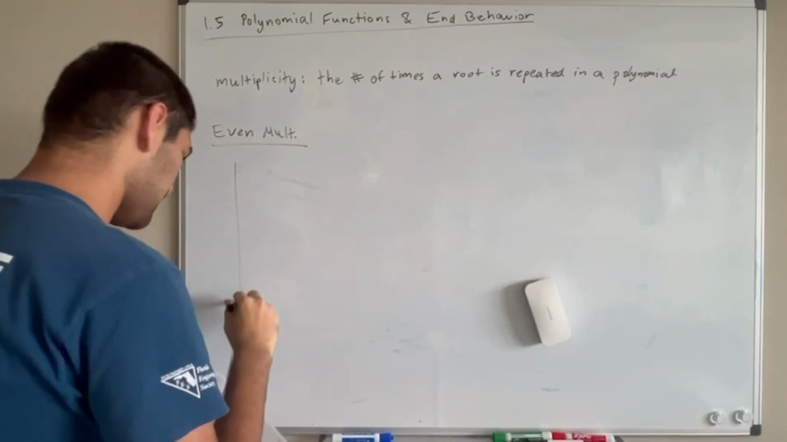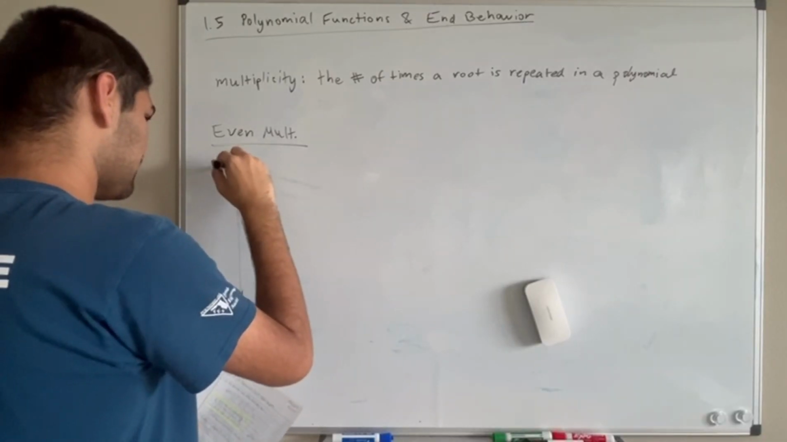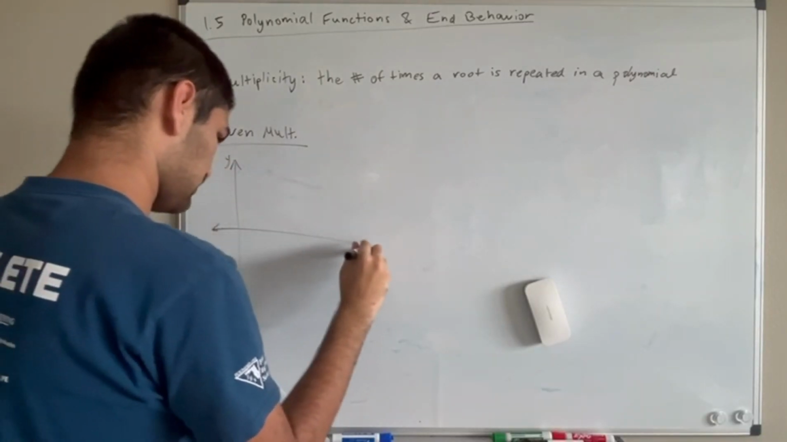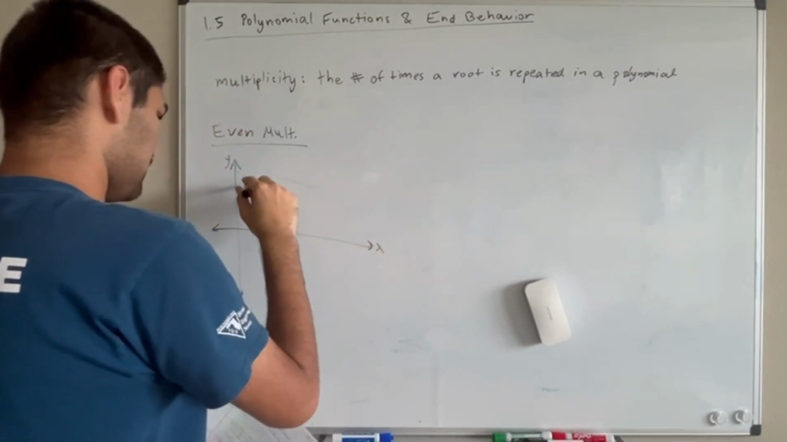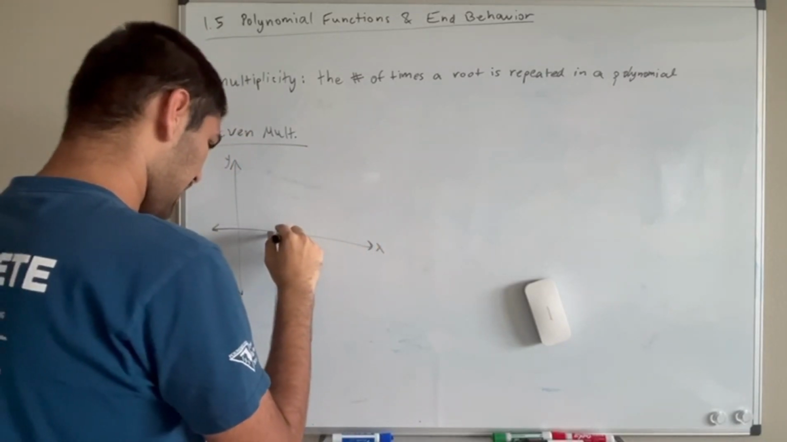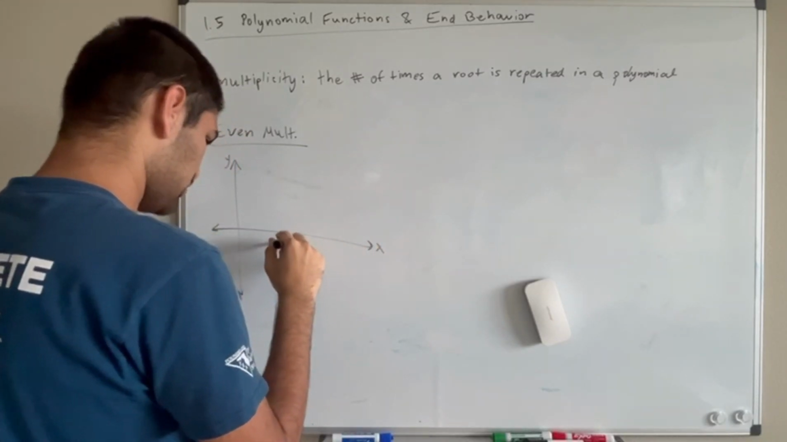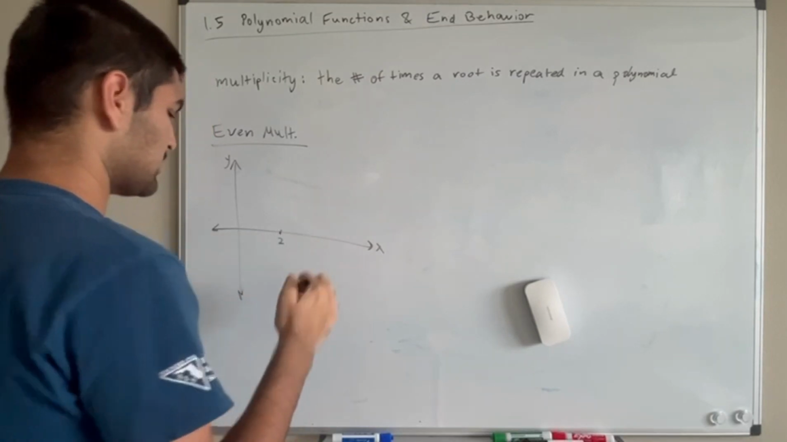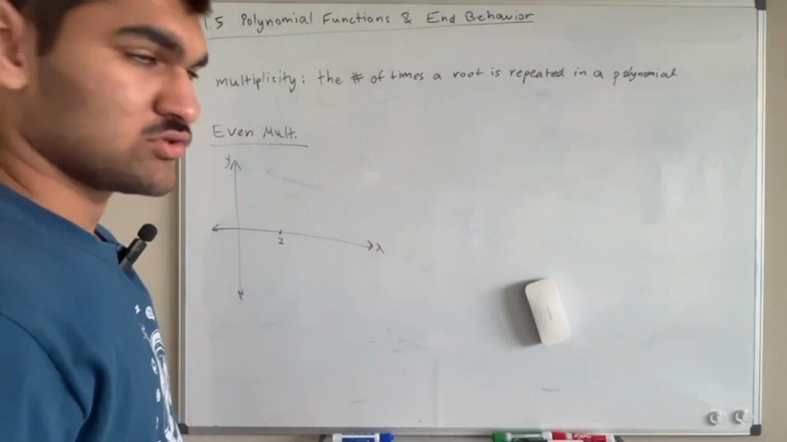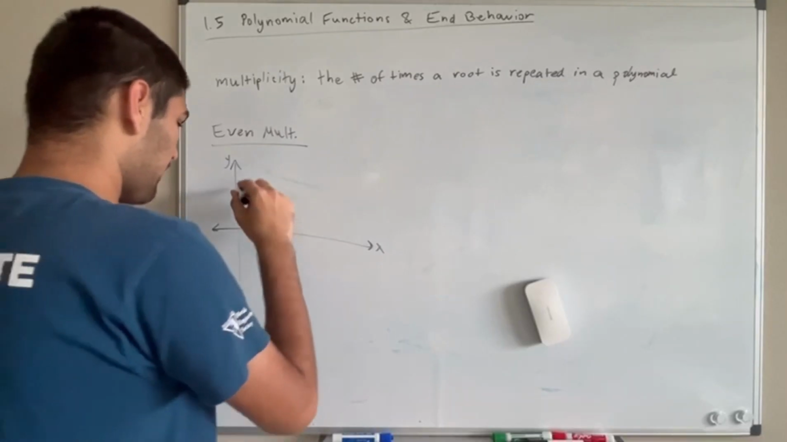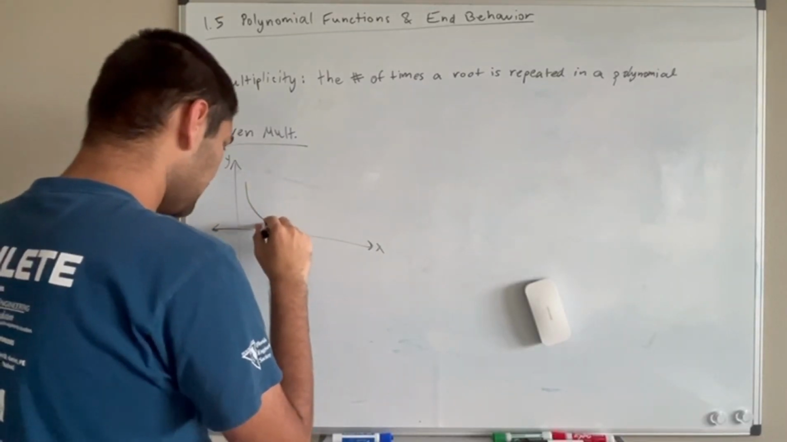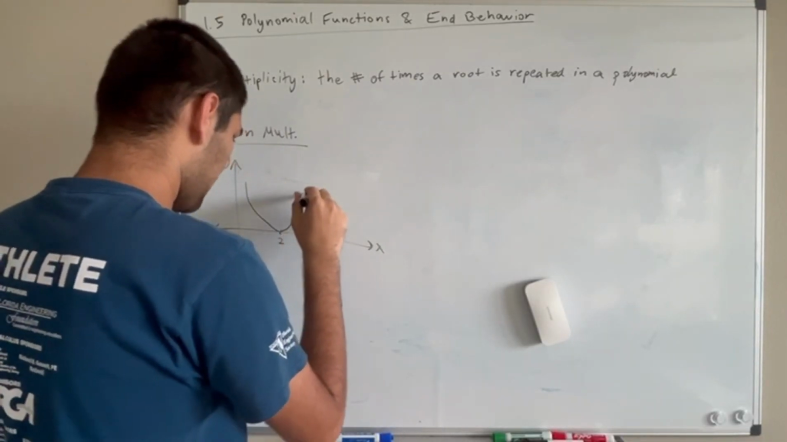So for example, if we have some graph, and let's say that at x equals 2, it has a multiplicity of 4, right? So it's even. So the graph would just barely touch 2 and then go back up, right?